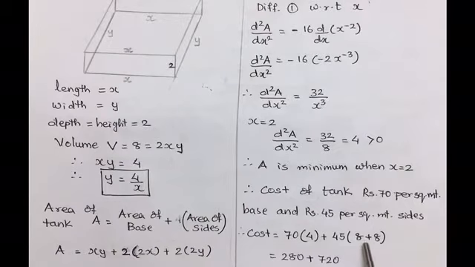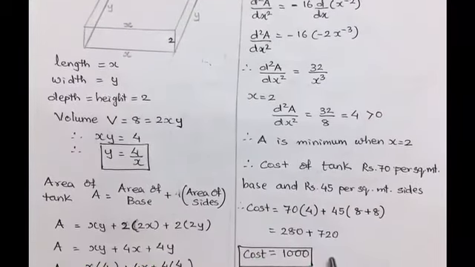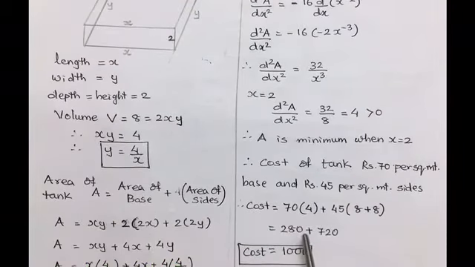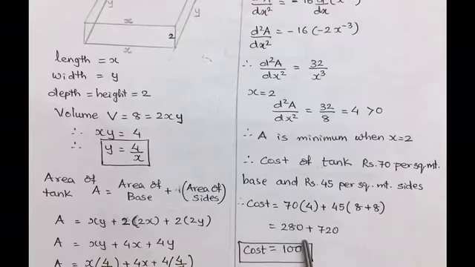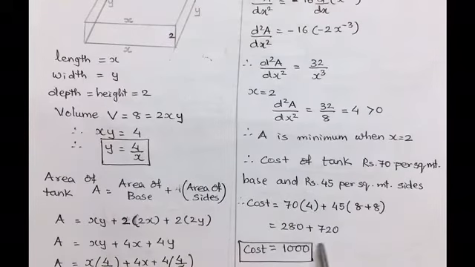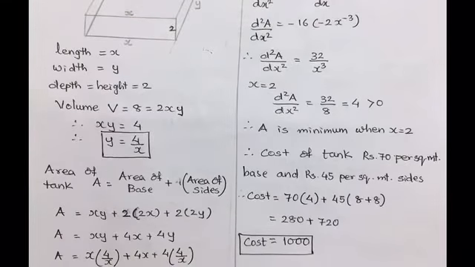So total area becomes 16. 16 into 45 gives us the value as 720, and 70 into 4 is 280. Adding both, the minimum cost becomes 1000. So this is how the cost becomes minimum for constructing the tank.